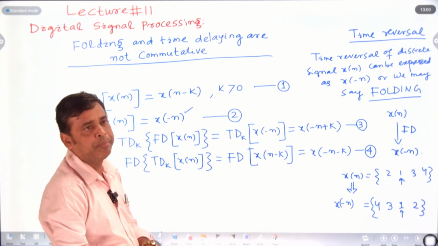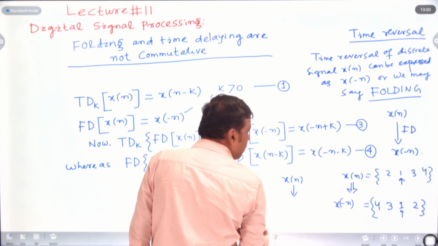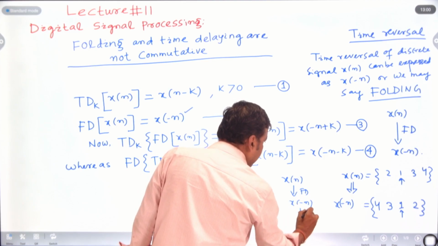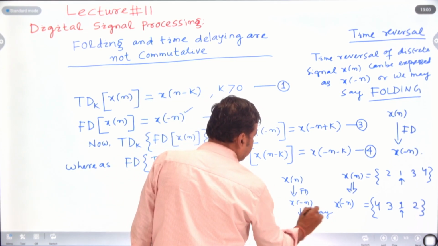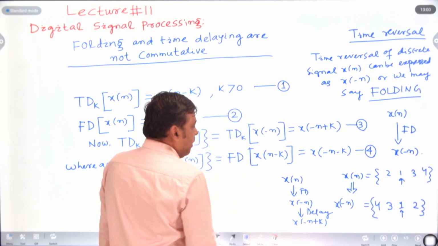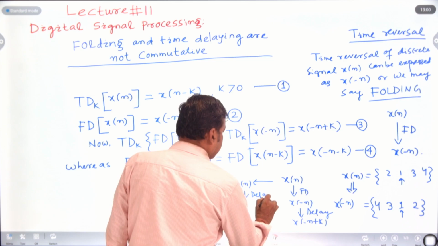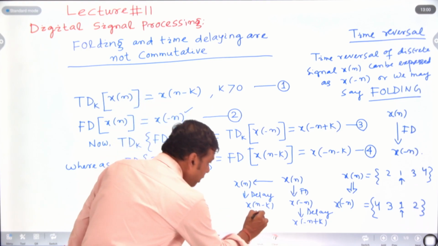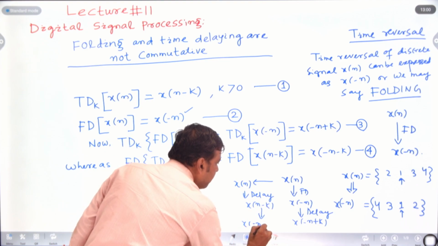One thing we should keep in mind: if simply x of n is given and you fold, it is nothing but x of minus n. If you delay it, k is positive, the delay of x of minus n is x of minus n plus k. Same thing, if x of n is given, first of all delay means x of n minus k. Remember, delay means x of n minus k. If you fold, in place of n you will put minus n. So x of minus n minus k.